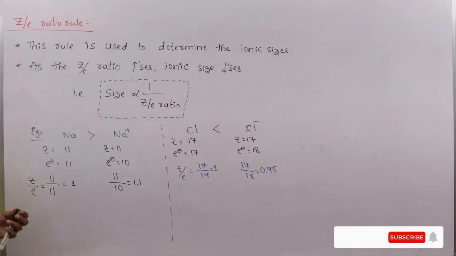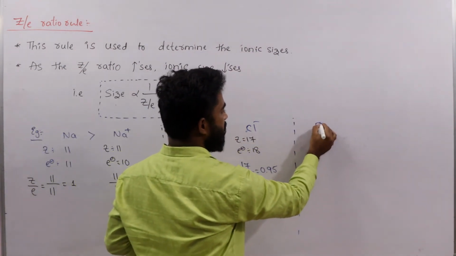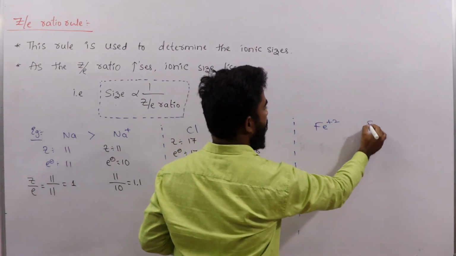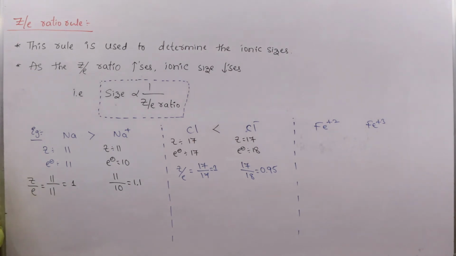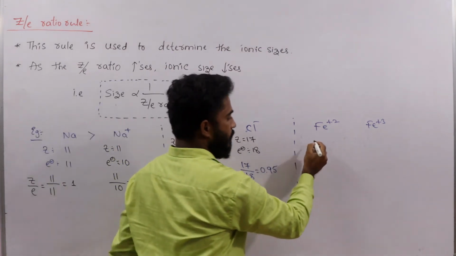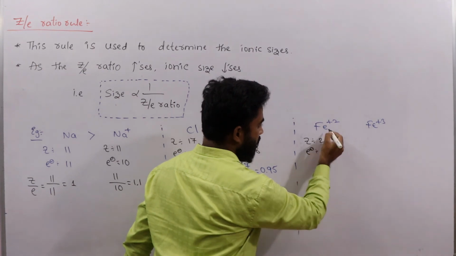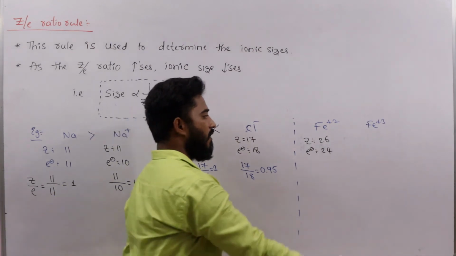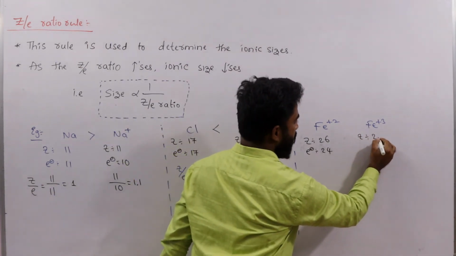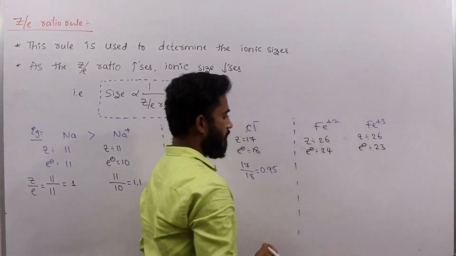So let us see one more example. That is Fe plus 2 and Fe plus 3. What is the atomic number of Fe? That is 26. Number of electrons how many? For Fe plus 2, that is 24 electrons only. For Fe plus 3, that is 26, number of electrons 23 only.